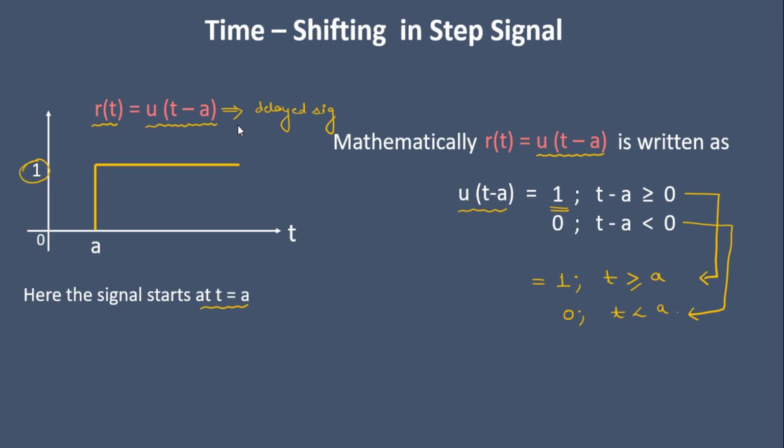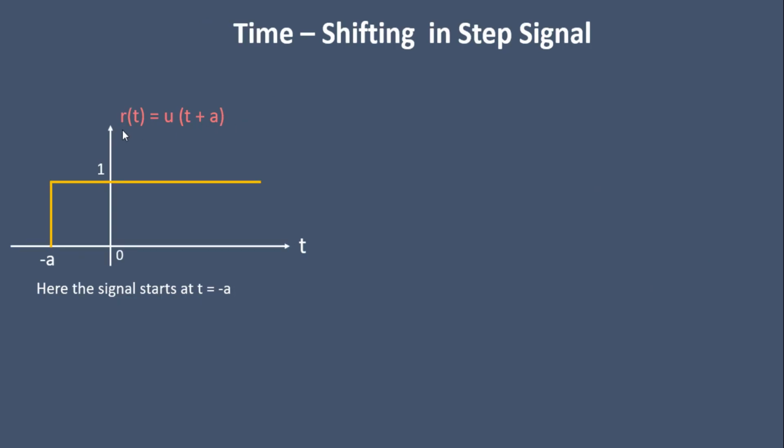Now let us study the next shifting, which is the left shifting, and we have a signal r of t given by u of t plus a. It is the advanced version, or the advanced signal with respect to u of t. Here the signal starts at t equals minus a. If you want, you can find it by t plus a equals 0, which gives t equals minus a. So the signal is starting from t equals minus a.